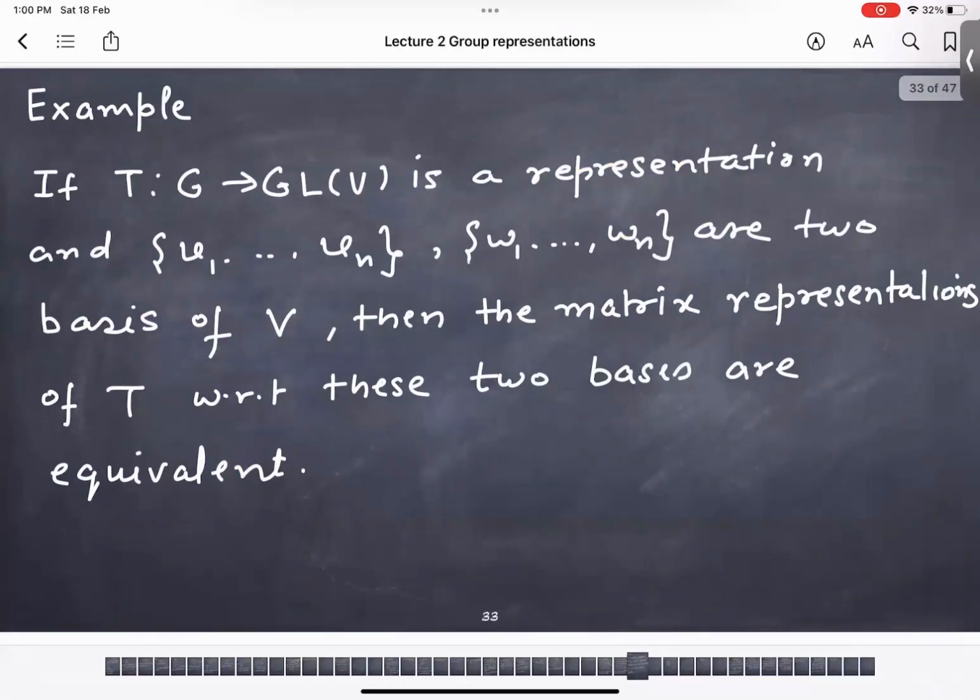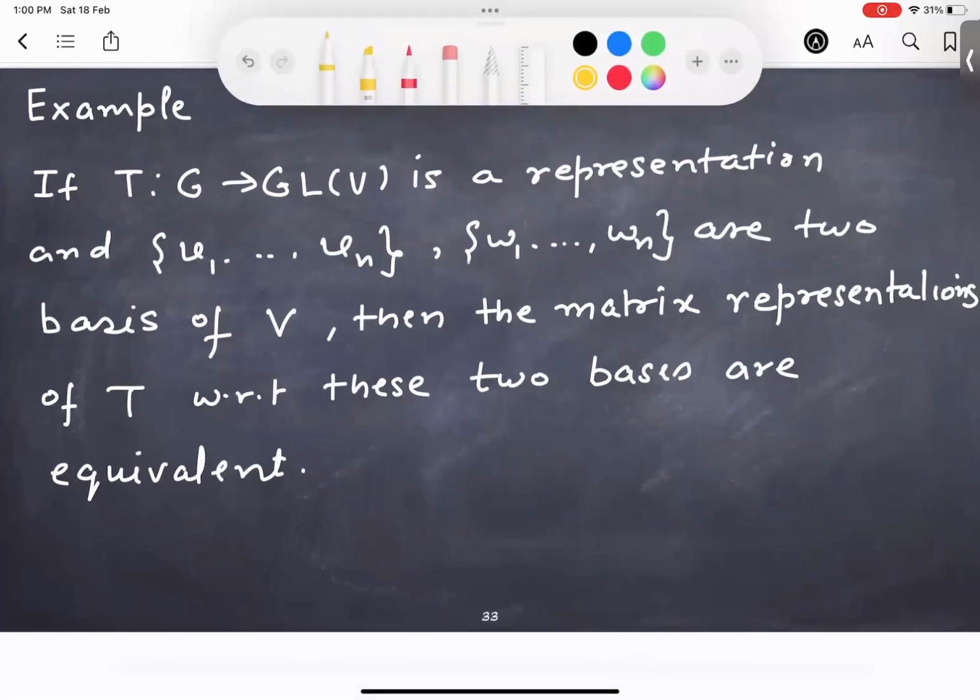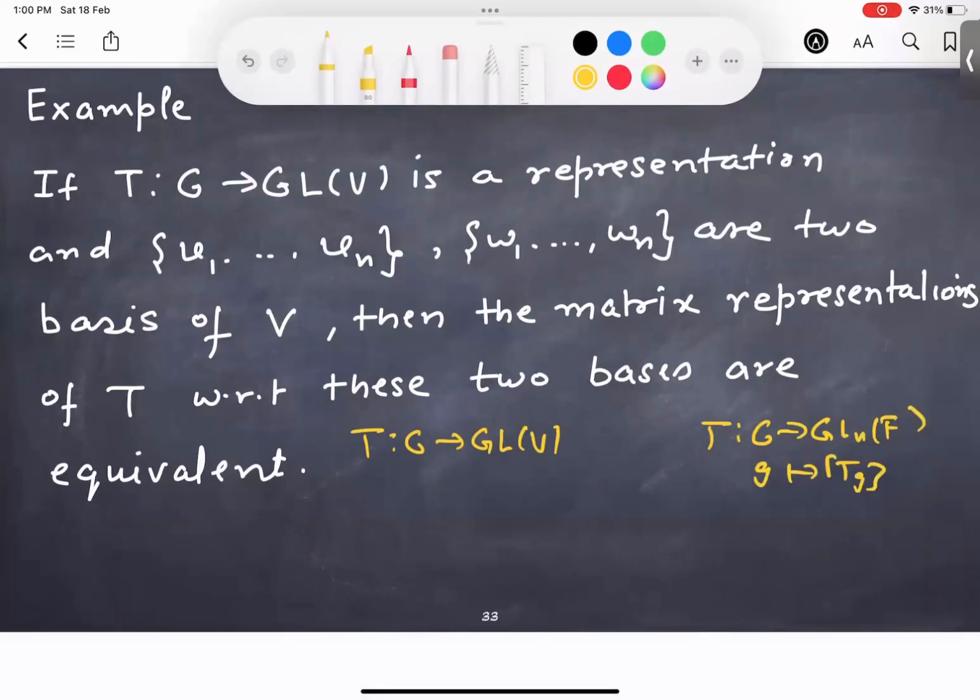Now this is one basic example: suppose I have a representation from G to GL(V), and I write its matrix form by taking two different bases. If I take a matrix form of this representation T from G to GL(V), I obtain its matrix analog, G to GL_n(F), by sending g to the matrix of T_g relative to a basis B.